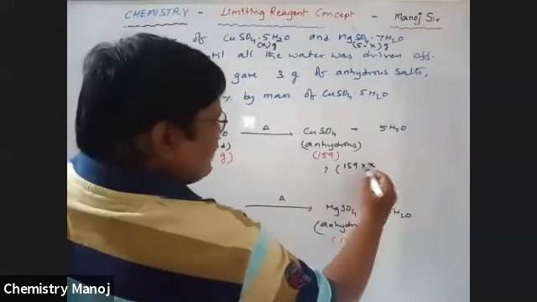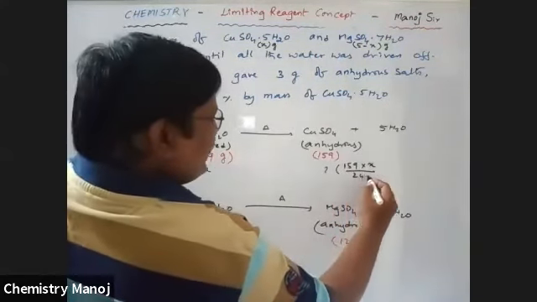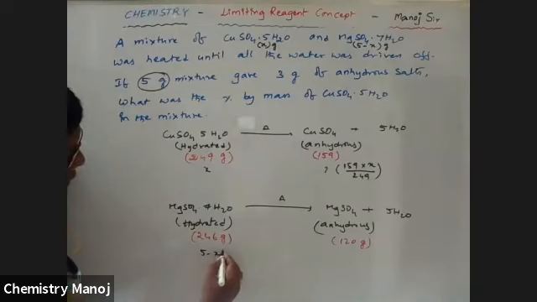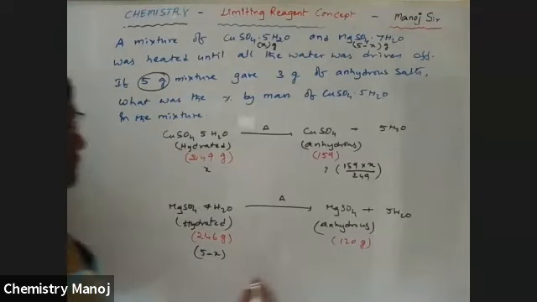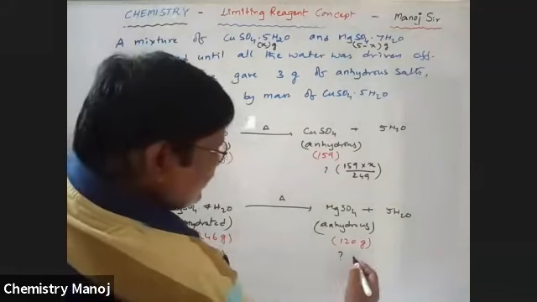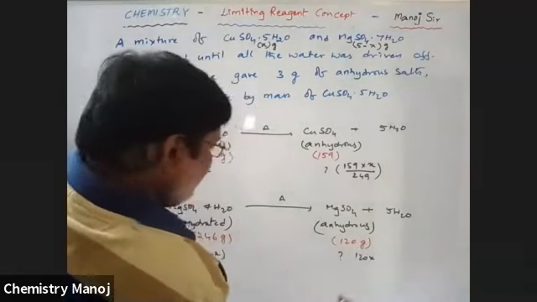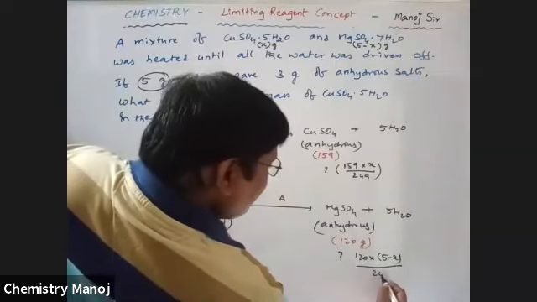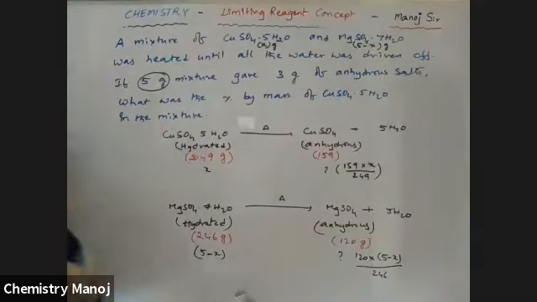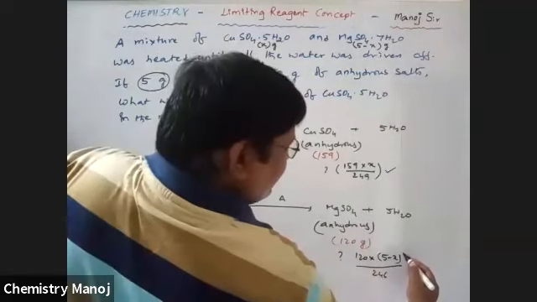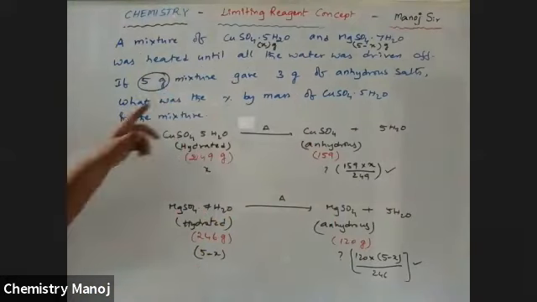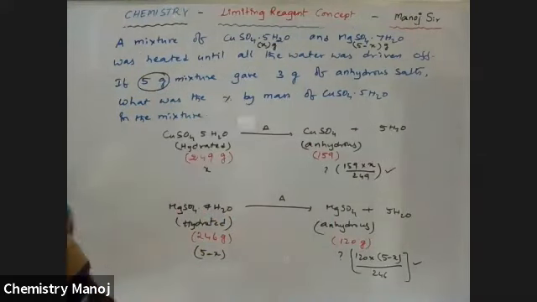159 into x by 249. That is anhydrous substance. It is 5 minus x grams, which liberates how much? That is 120 into 5 minus x by 246. This is anhydrous substance. This is also anhydrous substance. These two anhydrous substances sum to 3 grams.